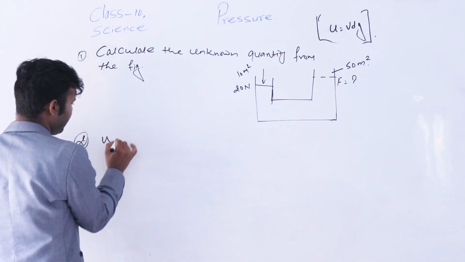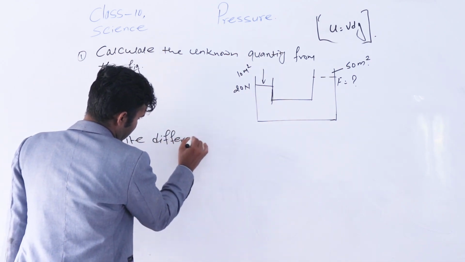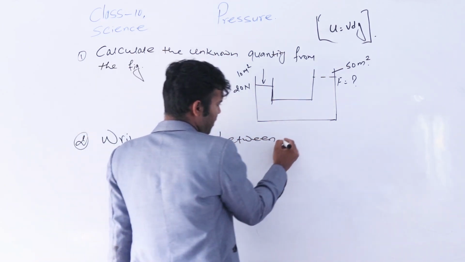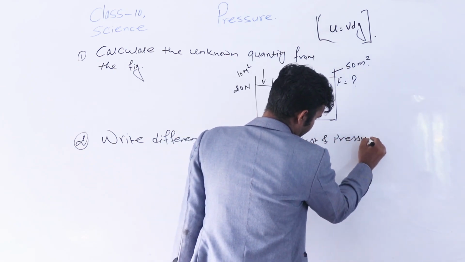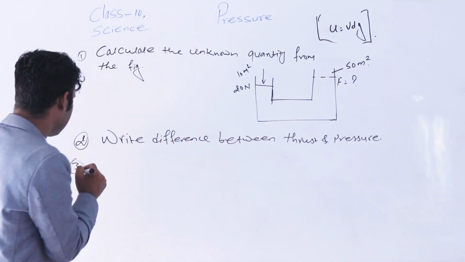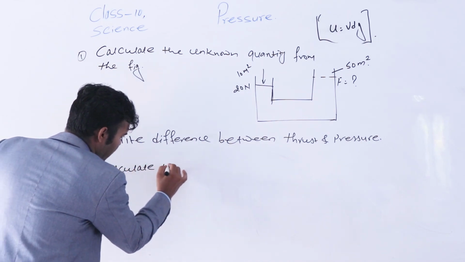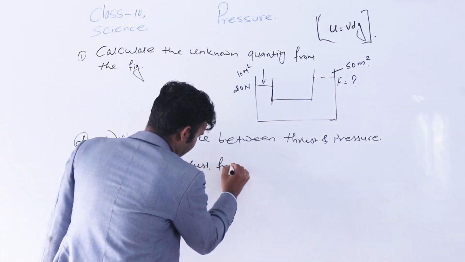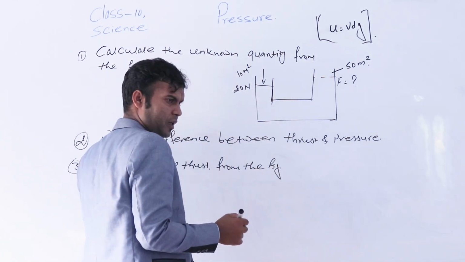Number 2: write the difference between thrust and pressure. Number 3: calculate the upthrust from the figure.